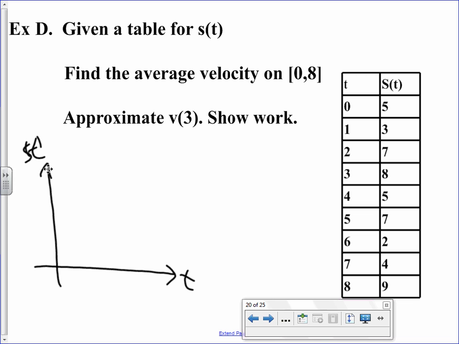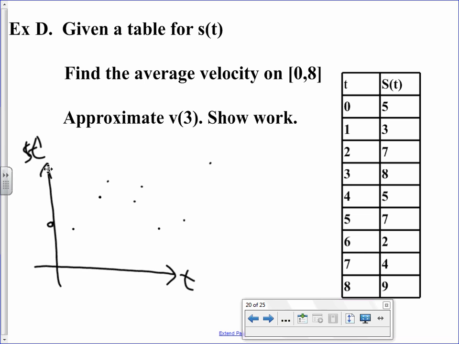I'm not going to graph them exactly, but you know at time 0, position's 5, and then it's 3, and then 7, 8, 5, 7, 2, 4, 9. So you're just given some points. And basically, all you can do is use the slope formula here at this point. They can ask you to find the average velocity on the interval from 0 to 8.